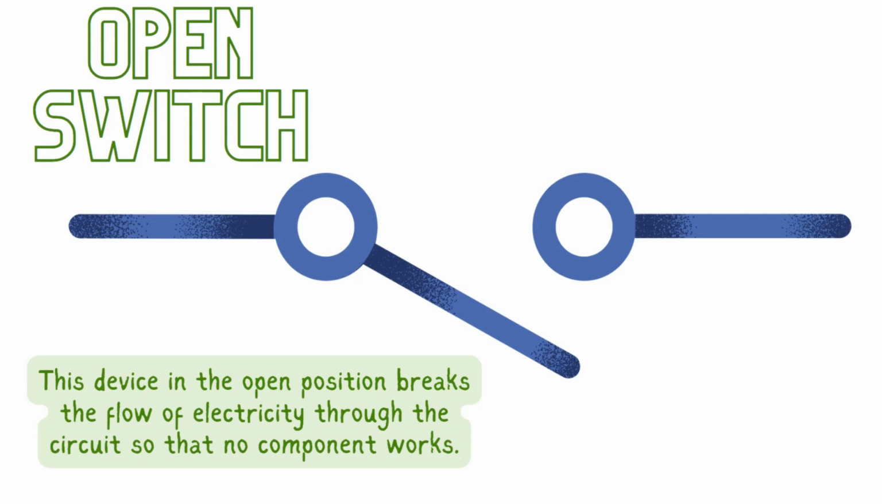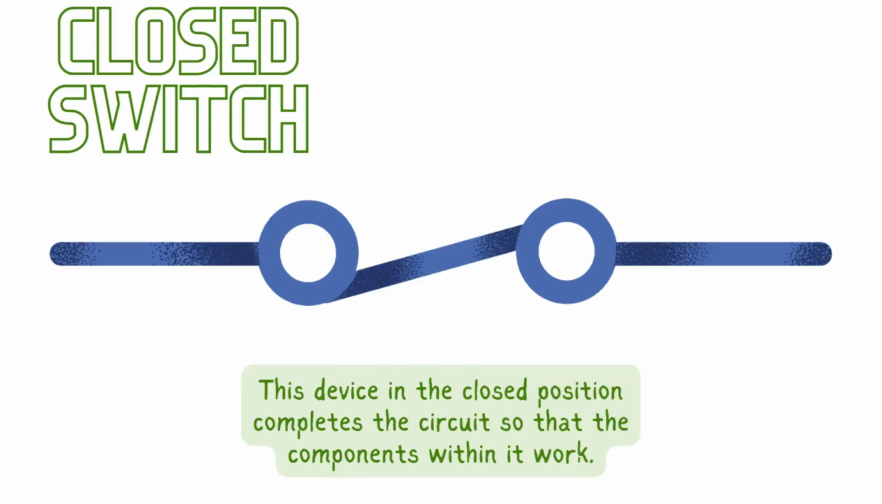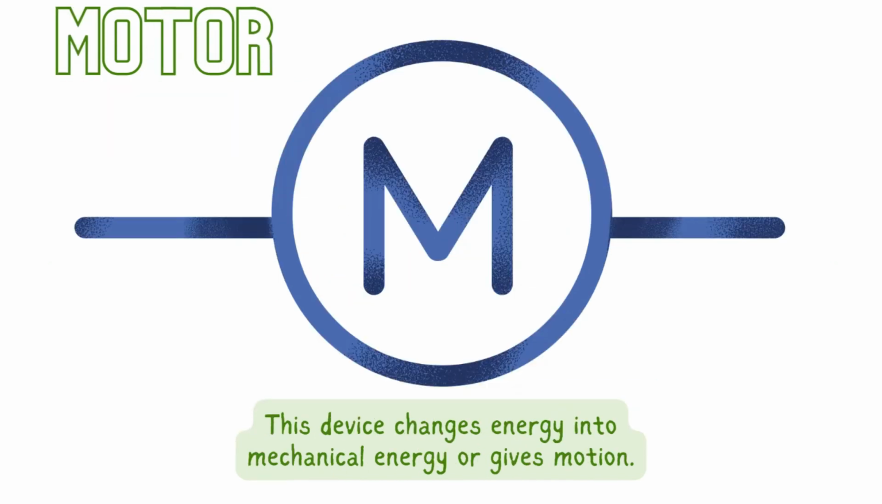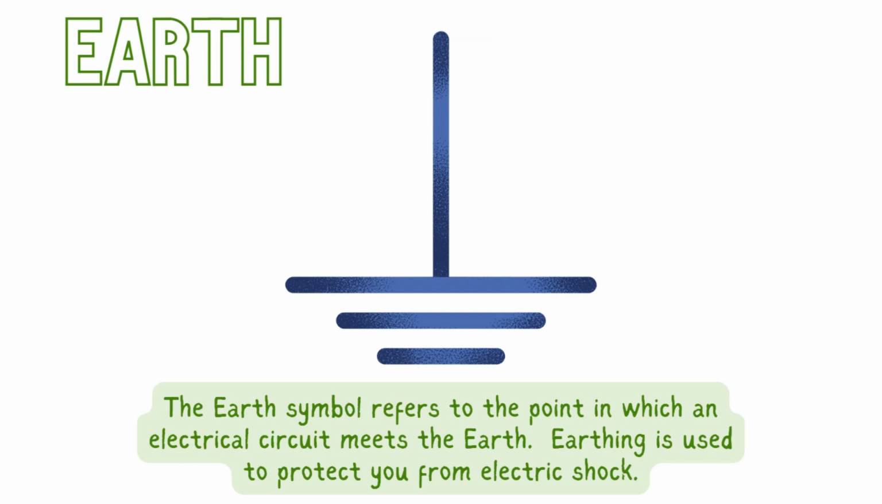A switch in the open position breaks the flow of electricity through the circuit so that no component works, while a switch in the closed position completes the circuit so that the components within it work. A motor changes energy into mechanical energy or gives motion. The earth symbol refers to the point in which an electrical circuit meets the earth. Earthing is used to protect you from electric shock.